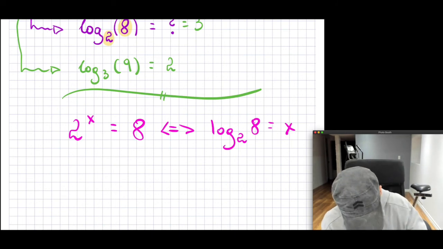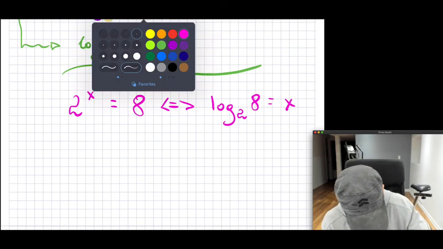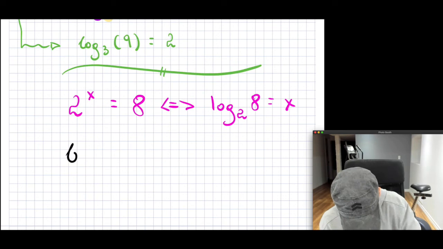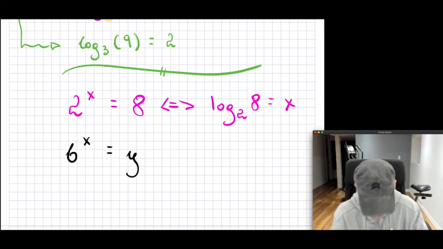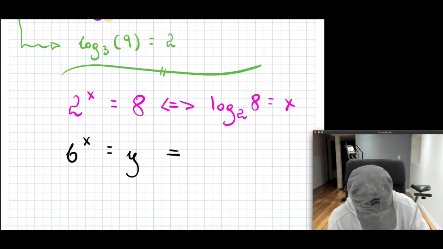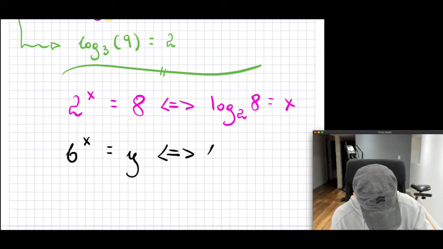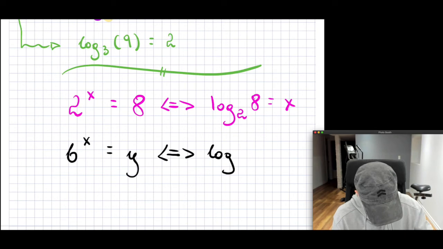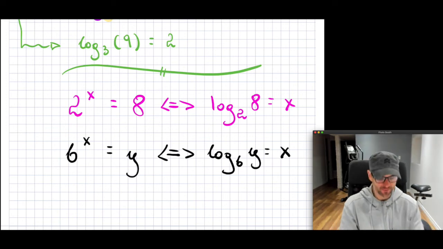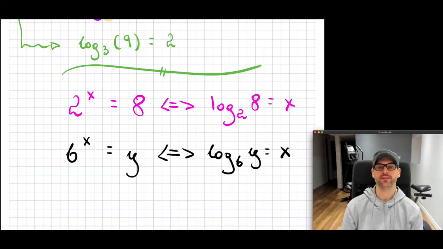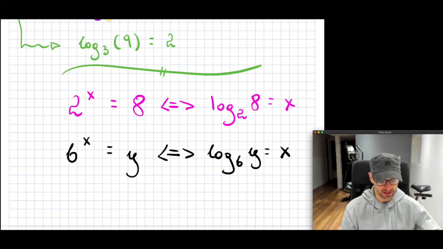So if I generalize this, I could write simply: whatever your base is, raised to an exponent, is equal to some answer y. This is the same thing as saying log base b of your output is equal to your exponent. That is equivalent. And you can keep trying these, going back and forth in between.